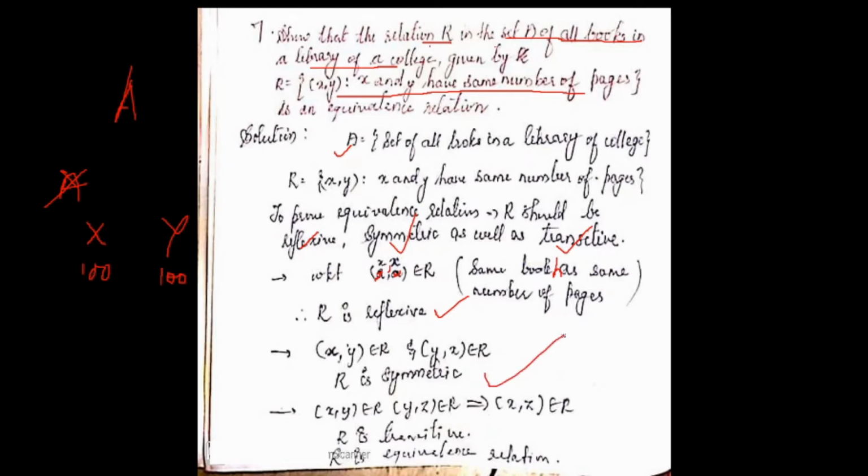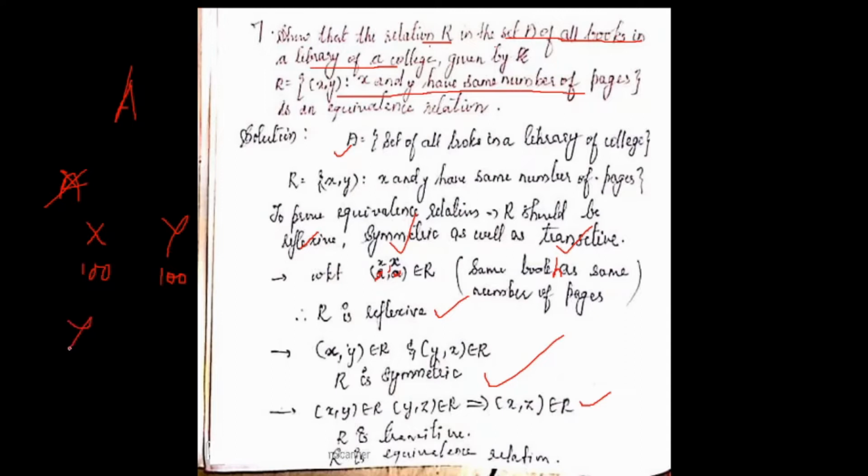Got it? Next, for transitive, (X, Y) belongs to R. This is very must. You're supposed to write these representations because even this gives you a score. Now (X, Y) belongs to R, (Y, Z) belongs to R, implies (X, Z) belongs to R. We'll see.